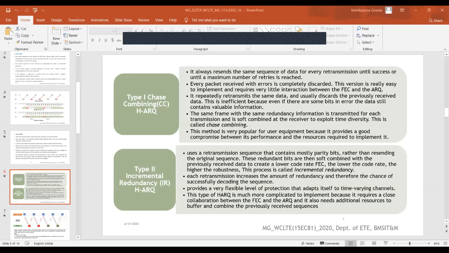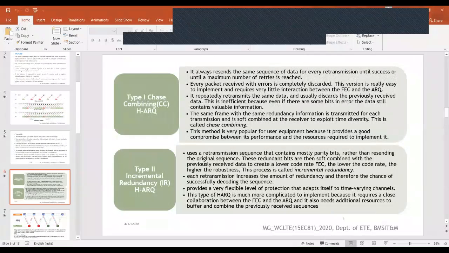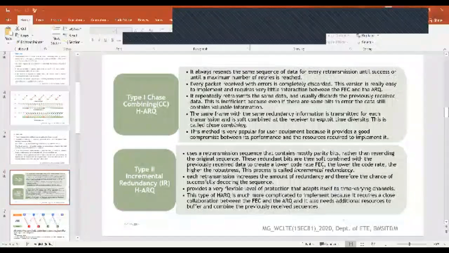So what is chase combining? The type 1 chase combining hybrid HARQ technique will always resend the same sequence of data for every retransmission until success or until the maximum number of retries is reached. It is similar to stop and wait only. Every packet received with errors is completely discarded. This version is very easy to implement, and it requires very little interaction between the FEC and the ARQ.